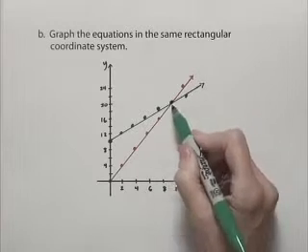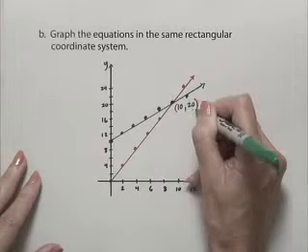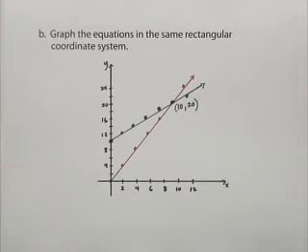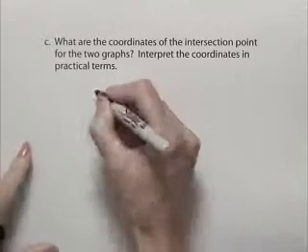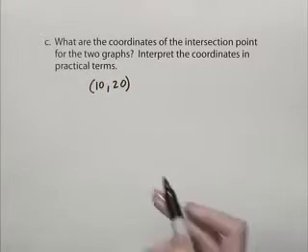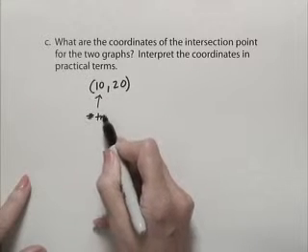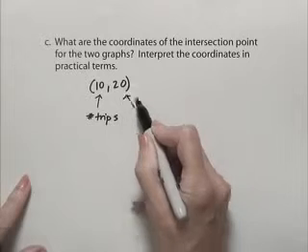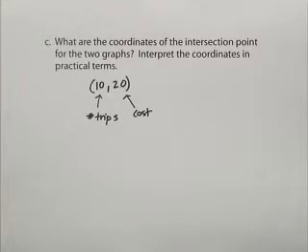Notice that we have an intersection here, and that point is 10, 20, which means that either route that you go, you end up paying $20 after 10 trips. So what are the coordinates of the intersection point for the two graphs? We saw it was 10, 20. Interpreting the coordinates, remember that the x value stood for the number of trips across the bridge, the y value stood for the cost, and so this tells us that with either route, 10 trips will cost you $20.